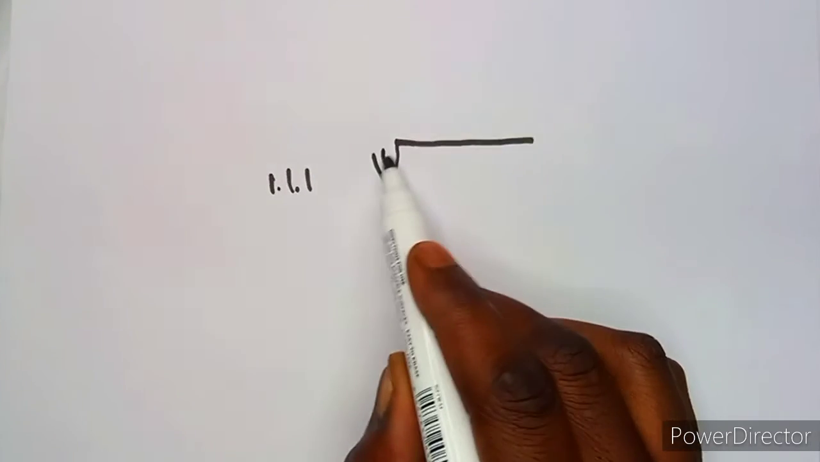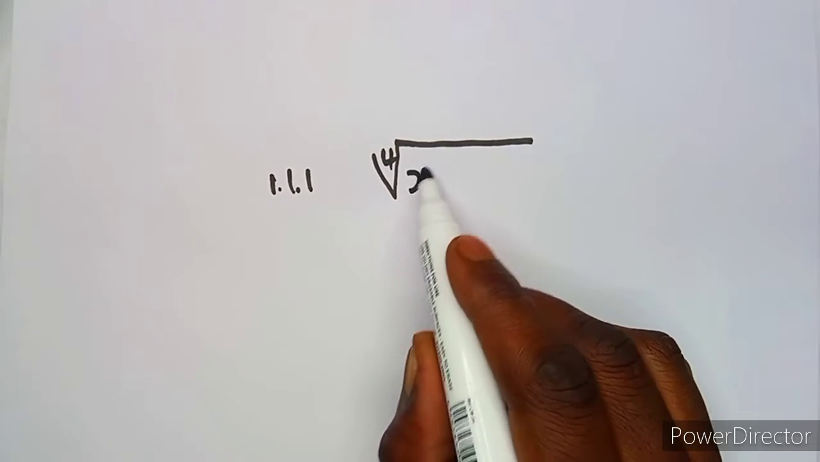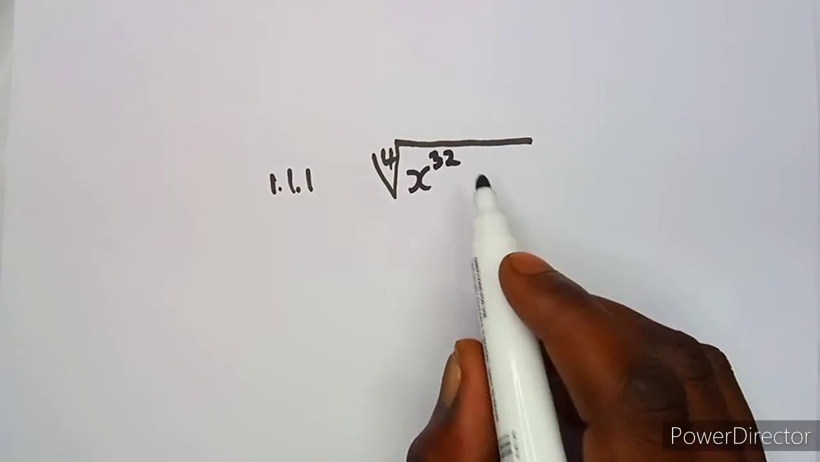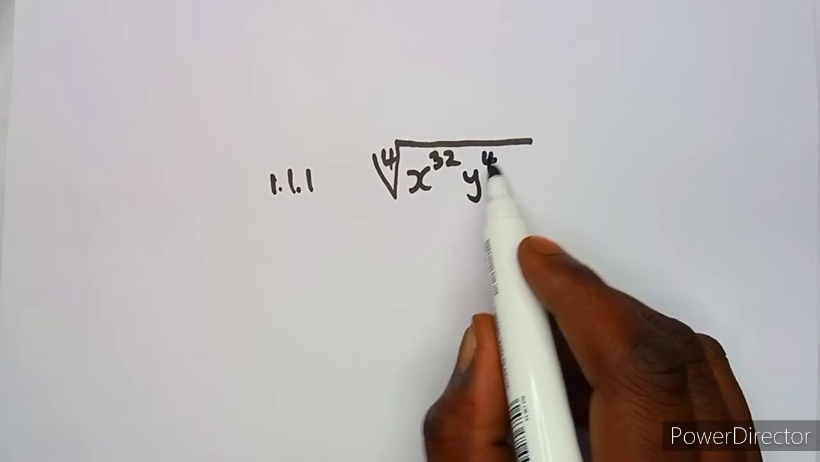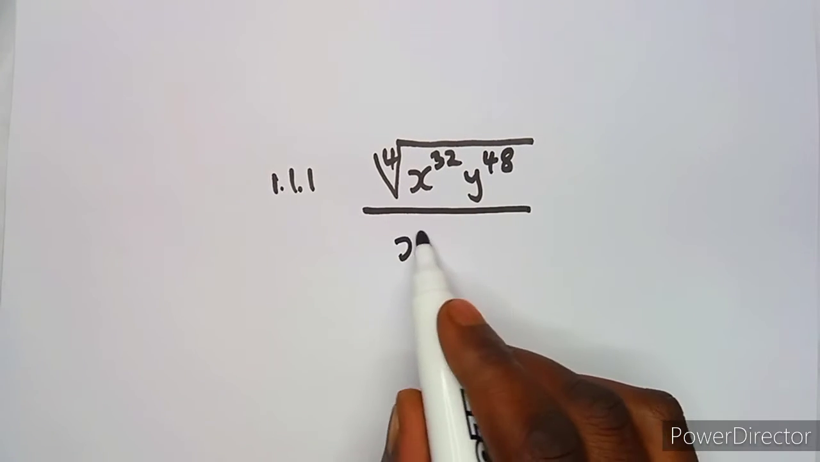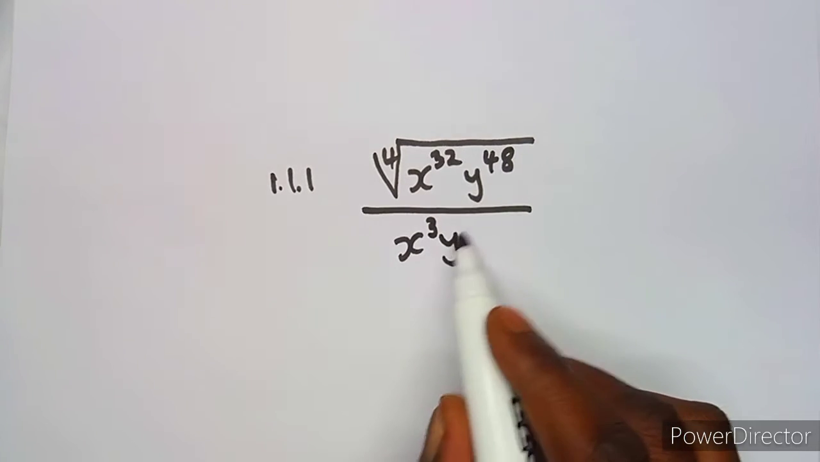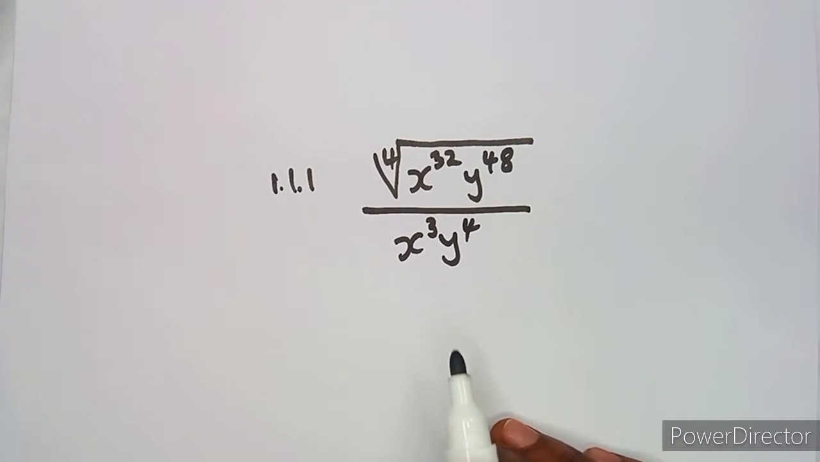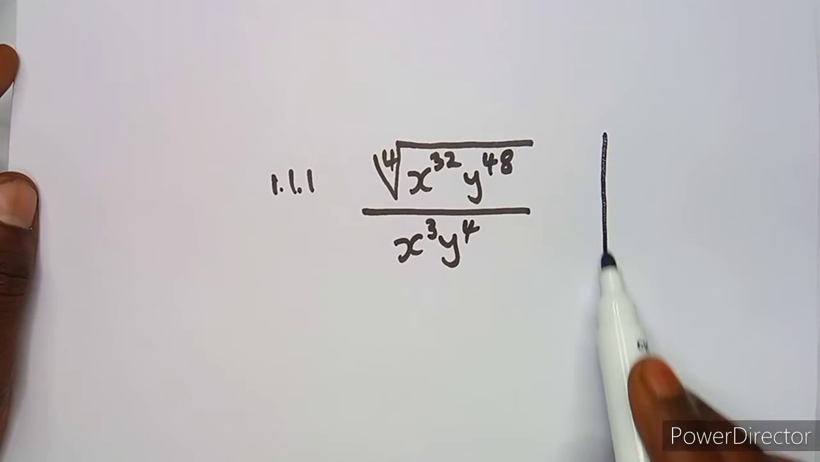Where we are given the fourth root of x to the exponent of 32, y to the exponent of 48, everything over x to the exponent of 3, y to the exponent of 4. And if you cross check, that one is just 2 marks. Okay, so let's not waste much of the time, because this is revision, guys.